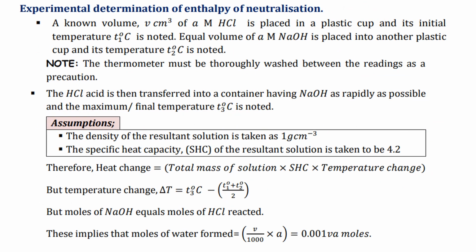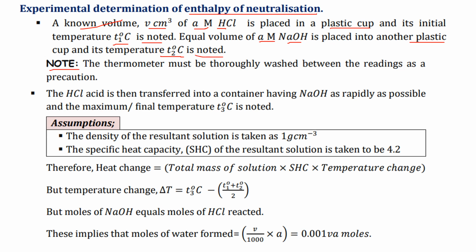Now we look at the experimental determination of enthalpy of neutralization. We start with a known volume, V centimeters cubed, of an acid of known concentration, M molar hydrochloric acid, placed in a plastic cup or beaker, and its initial temperature, denoted T1 degrees Celsius, is noted. Then an equal volume of the same concentration, M molar sodium hydroxide, is placed into another plastic beaker, and its initial temperature, T2 degrees Celsius, is noted.